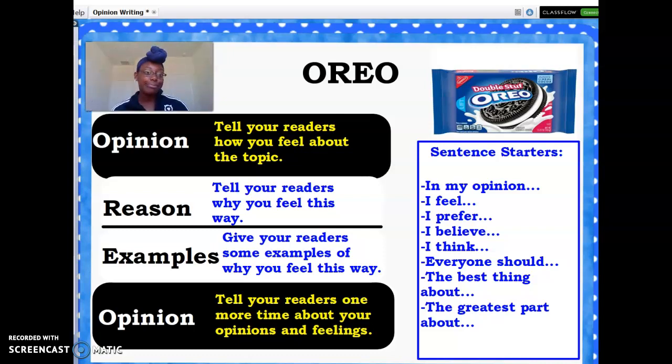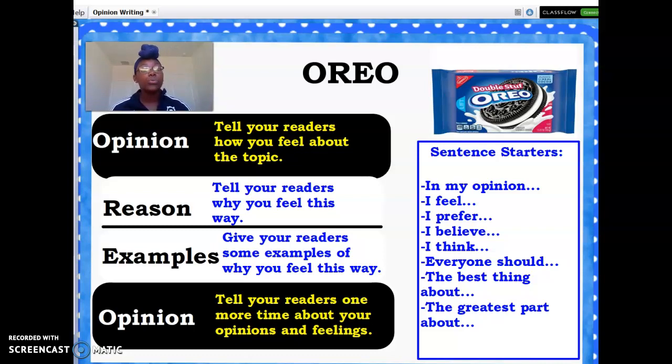O for Oreo. The next part, R, stands for reason. This is where you're going to tell your readers why you feel this way. So you're going to give your readers your reason for your opinion. I'm going to give my readers my reason for my opinion. So that's the why part. That's the good why part. Check. R is reason.